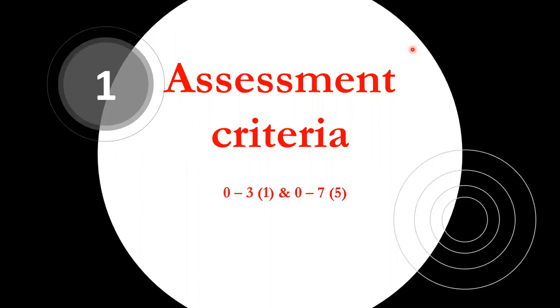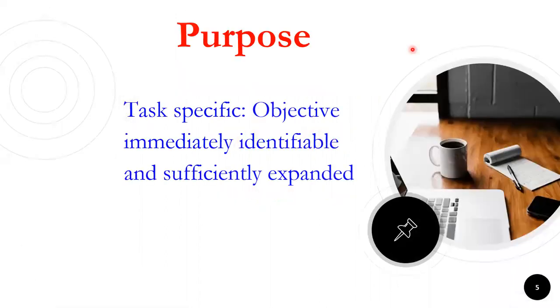And in the previous lesson, I mentioned that to get a B, you need to get at least a 2 for purpose, and then 5 for each of the rest of the assessment criteria. Let's look at these in detail.